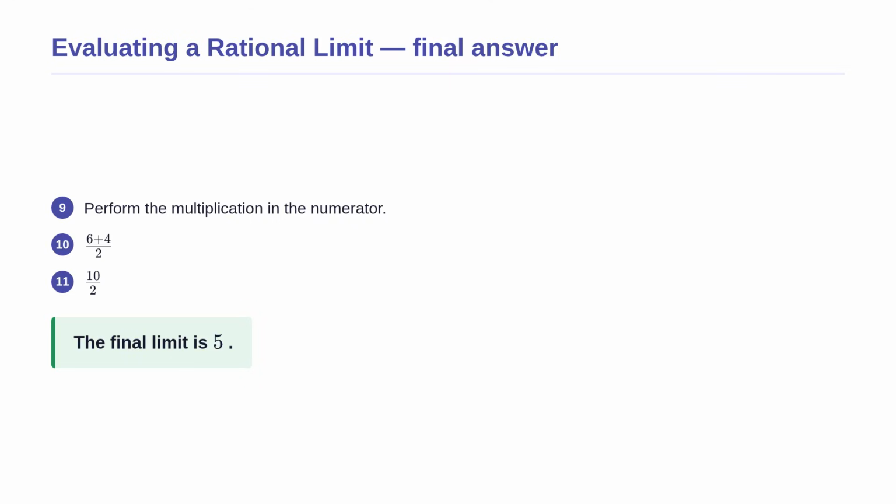To finish the problem, we just perform the multiplication in the numerator. 2 times 3 is 6. Adding 6 and 4 gives us 10 in the numerator. We are left with the simple fraction 10 divided by 2. We perform the final division to get our answer, which is 5.